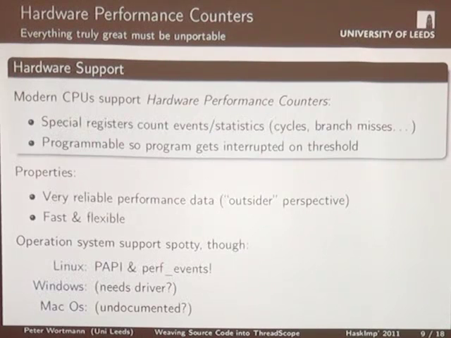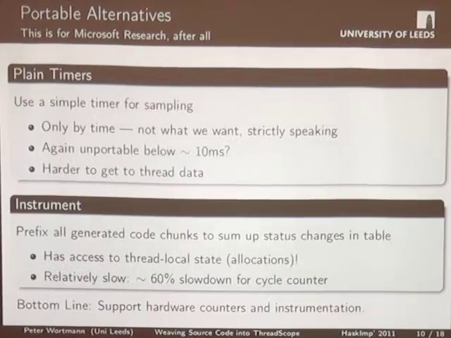On the other hand, operating system support is a bit more shaky. If somebody knows how to get to them on Windows or Mac OS reliably, I would be very interested in that. On Linux, it's pretty easy. We have PAPI and perf events. Those are great interfaces. Otherwise, I'm not so sure. So, being that it's not really that good that we can only do it on Linux, we need alternatives.